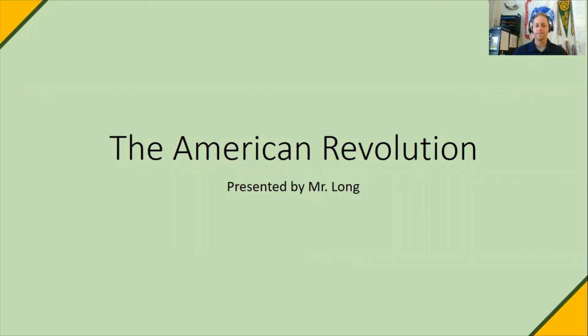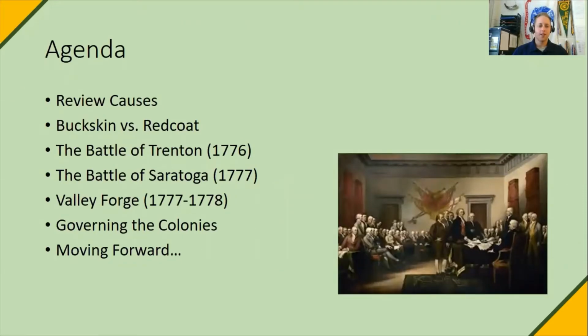Today, for our U.S. history class, we're going to be talking a little bit about the American Revolution, or at least roughly the first half of it. Here's our agenda for today. We're going to be looking at a quick review of the causes of the American Revolution. We're going to be comparing and contrasting the two sides between the colonists and the British. We're going to take a look at the Battle of Trenton, the Battle of Saratoga, wintering at Valley Forge, take a very brief look at governing the colonies during the war, and then touch on a few things that we're going to be looking at in the next couple of lessons.